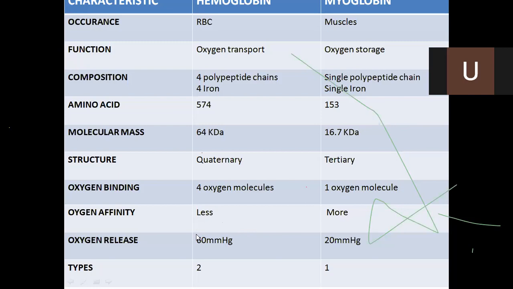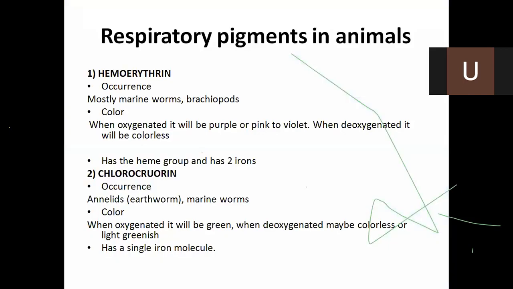Now the pressure at which oxygen is released from hemoglobin is 60 or less than 60 millimeters of mercury, and the pressure at which oxygen is released from myoglobin is 20 millimeters of mercury. There are 2 types of hemoglobin, type A and F, while there is a single type of myoglobin, that is the normal.